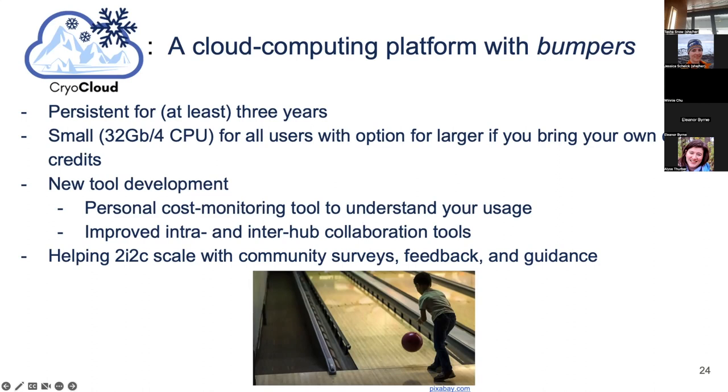We are creating new tools within this project. One of them is a cost monitoring tool, so you can understand your usage and how much you're charging up while you're using the cloud. That's currently not available in Jupyter, but eventually it will be a button on the JupyterHub. And this will be something that goes into JupyterHub for everybody, not just our community. We're also trying to create improved intra- and inter-hub tools if you're using multiple hubs. How do those hubs communicate better? All these tools are being developed under this project. And along with that, we are working with 2i2c to help them scale up because they're a new nonprofit, by providing community surveys, feedback, and guidance.